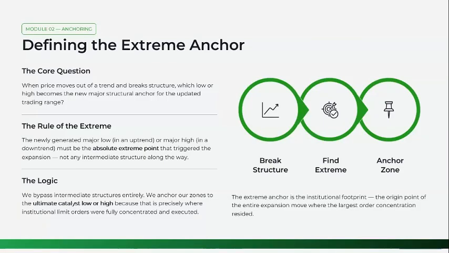So the newly generated major low in an uptrend, or major high in a downtrend, must be the absolute extreme point that triggered the expansion. You have looked at that. Price is moving from the low and pushing all the way up to the high. So those extremes, the new structural anchor, must be the absolute extreme point that triggered the explosive expansion, not any intermediate pause or minor structure along the way. We have looked into that as well.